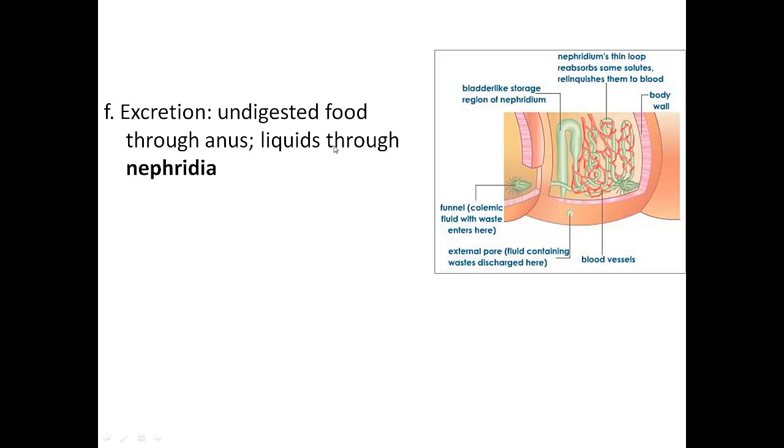Excretion. Undigested food, solid material, goes through the anus, and now we have something new. We have kidney-like structures called nephridia, and in this picture it's this green area. In our bodies, our kidneys will filter out things from our blood and then concentrate urine as a liquid waste. So in earthworms, they have undigested solid food that comes out as poop through their anus, and then liquids come out the nephridia, which are kind of like kidneys.